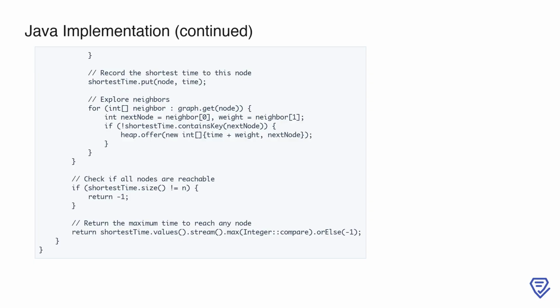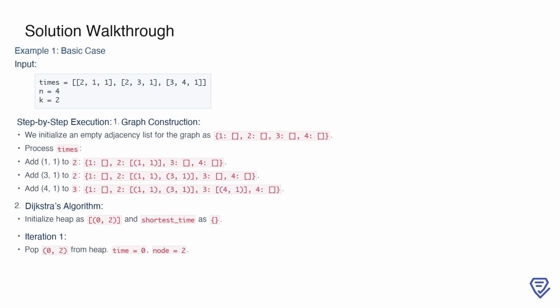To solve the network delay time problem, we start with a simple example. The input consists of a list of edges, where each edge specifies a source node, a target node, and the time it takes to travel between them. Here, times is given as [2,1,1], [2,3,1], [3,4,1], meaning node 2 connects to nodes 1 and 3 with travel times of 1 each, and node 3 connects to node 4 with a time of 1. We also have n equals 4, indicating there are 4 nodes in total, and k equals 2, which specifies node 2 as the starting point.